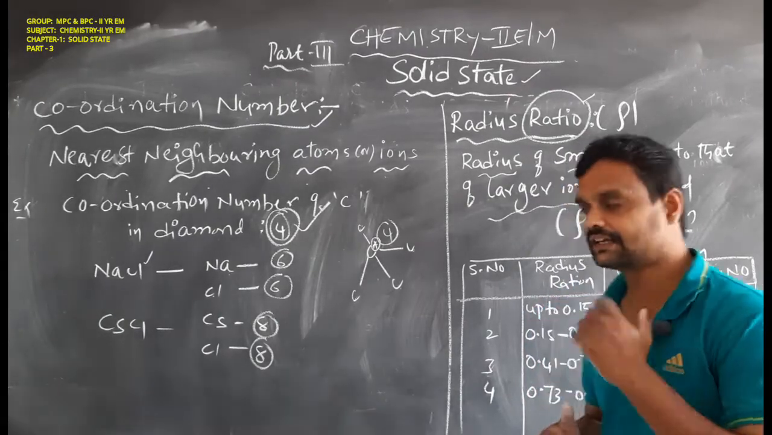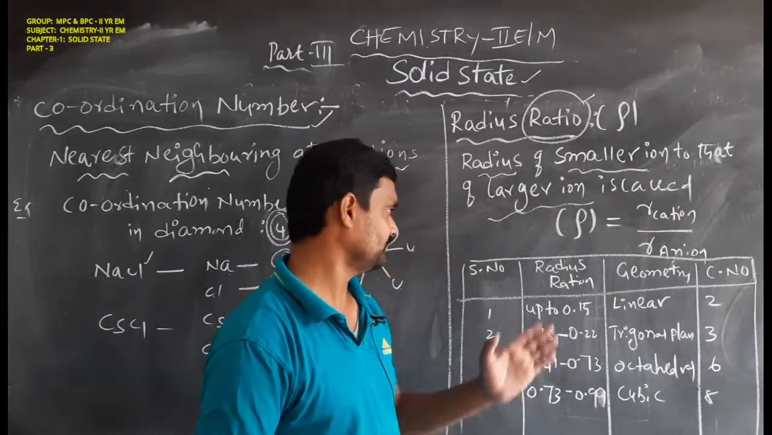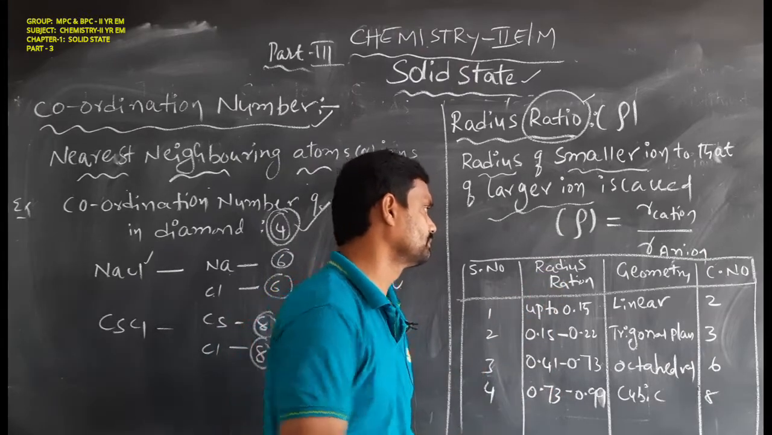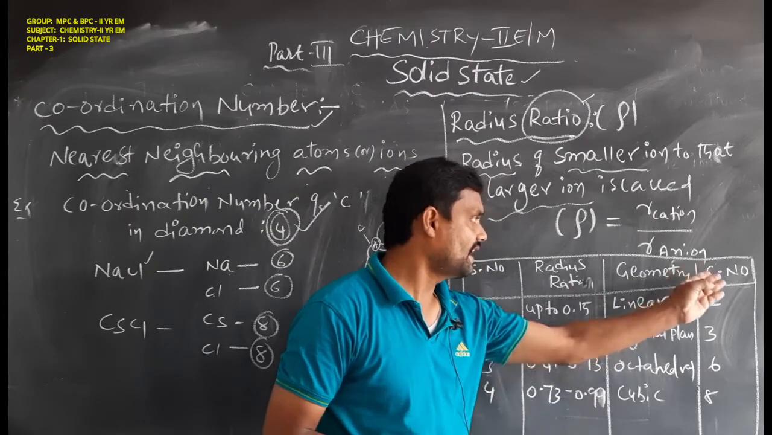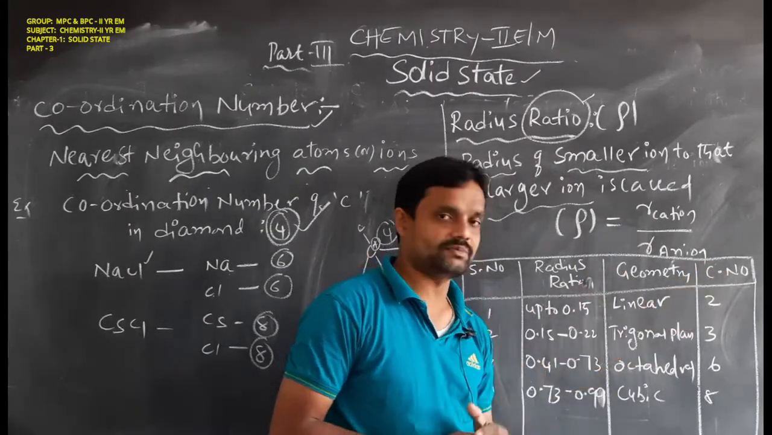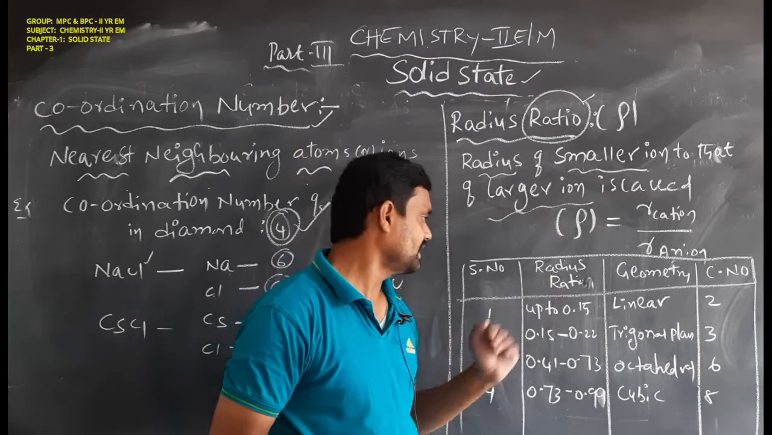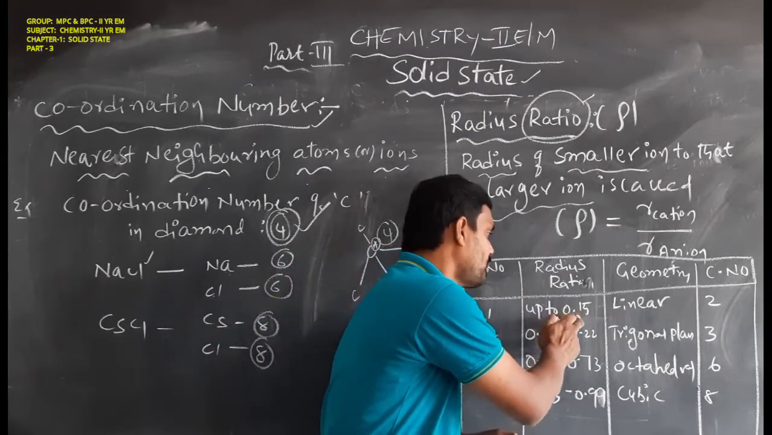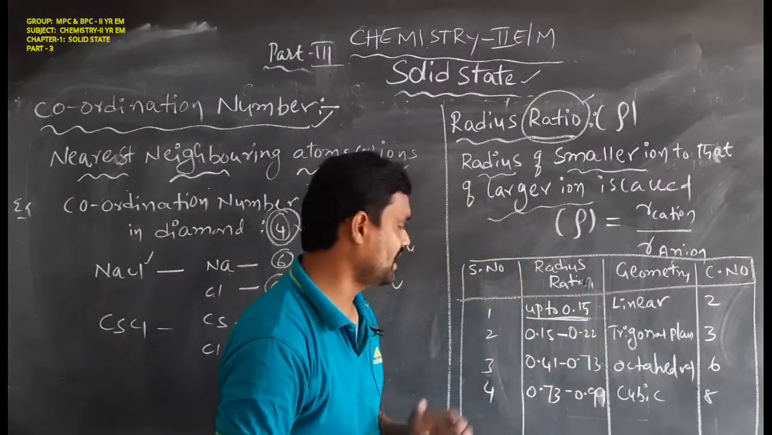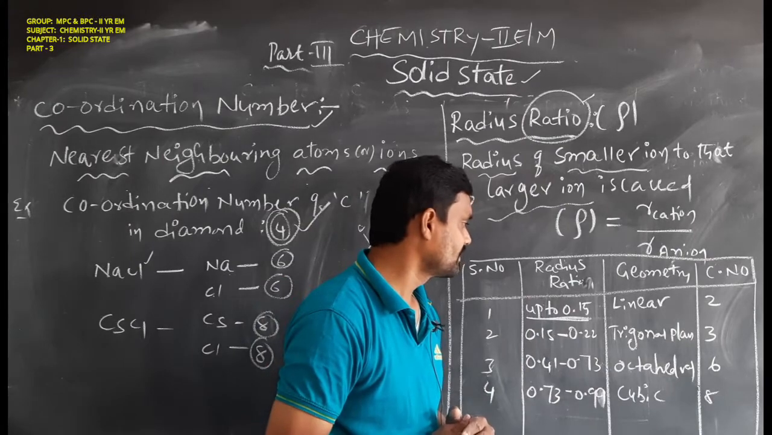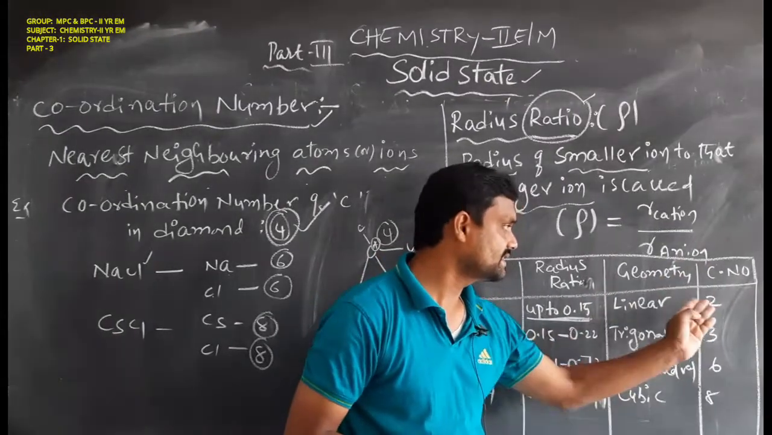How can we predict it? That can be explained in a small table. In this table, one column is the radius ratio, another column is the geometry of the solid material, and another column is the coordination number. For example, if the radius ratio is up to 0.15, then the solid material geometry is linear and its coordination number is 2.